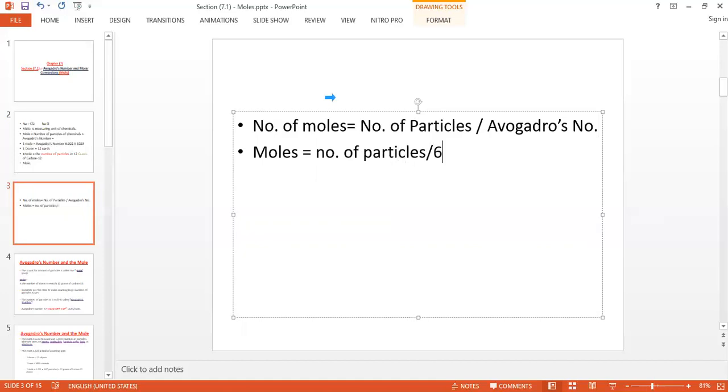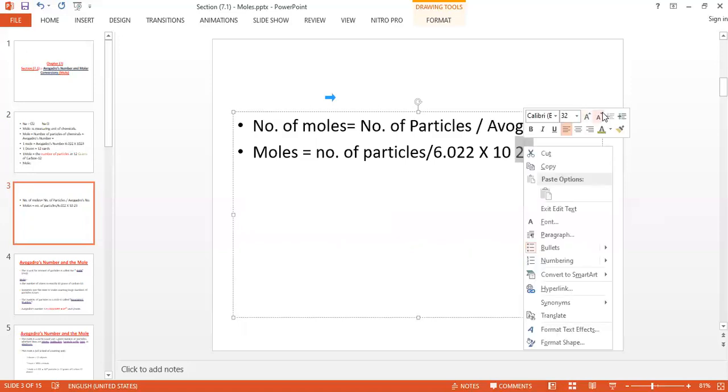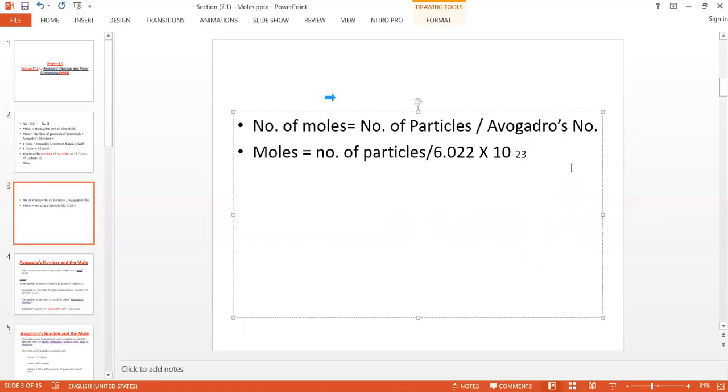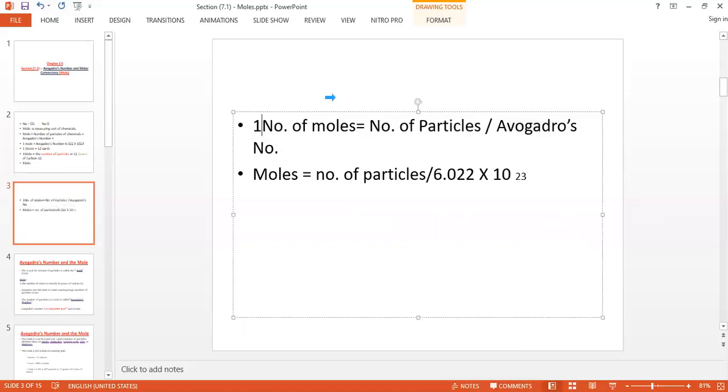The same mathematical relation, in other words: moles equals number of particles divided by 6.022 times 10 to the power of 23. This is the first rule you can use to calculate moles from the number of particles.